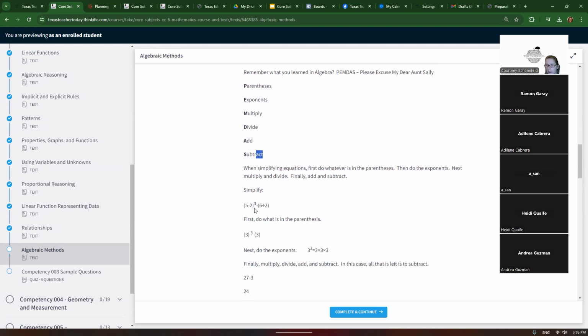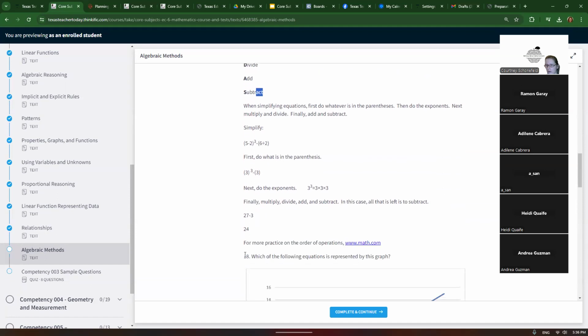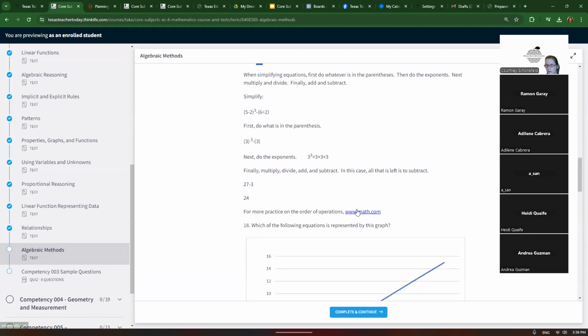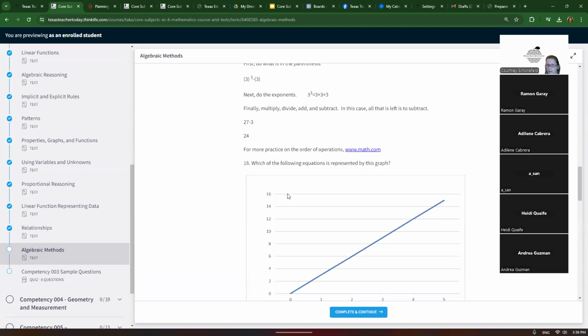So if we have 5 minus 2 cubed minus 6 divided by 2, first we do what's in the parentheses. 5 minus 2 is 3, and then leave the cubed, minus, and then do the division here, and because that's also in parentheses, right? Then we're going to cube this. 3 times 3 times 3 is 27, minus 3 is 24. And then there's more practice on order of operations if you're rusty on that on math.com.